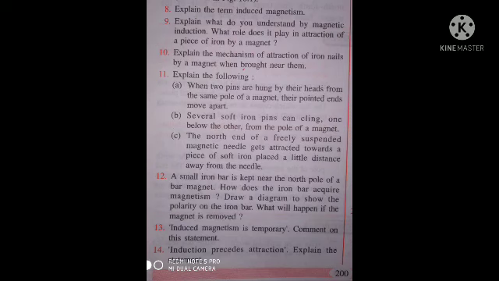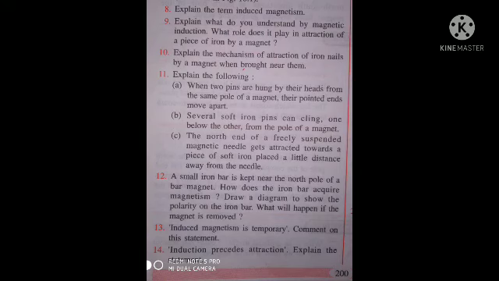Question number 13. Induced magnetism is temporary. Comment on this statement. Induced magnetism is temporary as it lasts as long as the magnet causing induction remains in its vicinity. That means it remains closer or in contact with it.